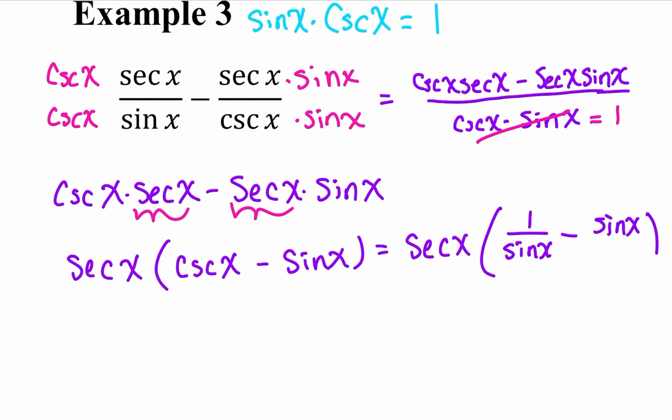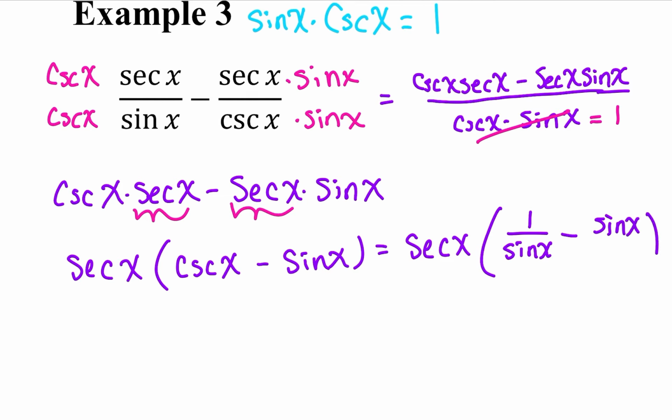I have a fraction subtracting something that's not a fraction, so I want to turn that also into a fraction. So I'm going to put this over 1. That way you've got a fraction subtracting or adding a fraction. We always want it to be like that, where you have fractions working with fractions. Well, since the common denominator here is that this has a sine on the bottom, I need this to have a sine on the bottom. So I'm going to multiply by sine on the top and the bottom here.